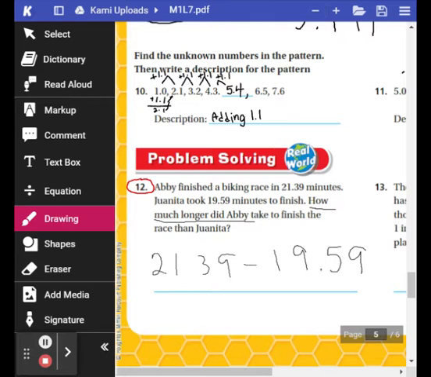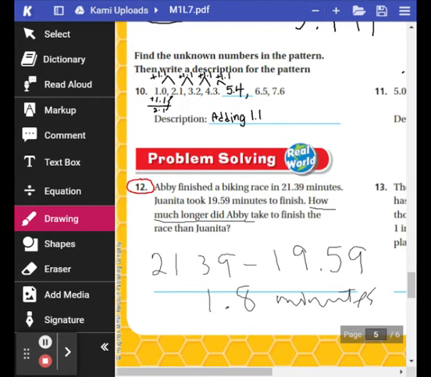I'm going to bring down my decimal point right here. Can't take 9 from 0. I have nothing, so I'm going to regroup, go to my tens place. I'm going to take one of the tens and put that over here, and that leaves me with 1 ten left. 10 minus 9 equals 1. So the difference is 1 and 8 tenths minutes.